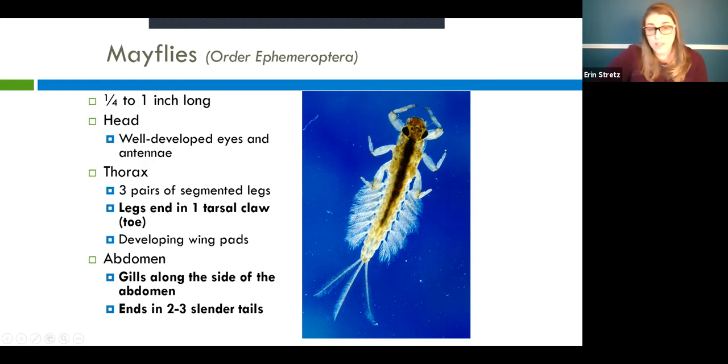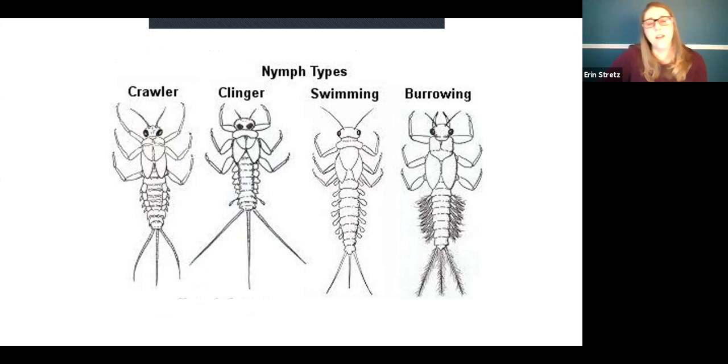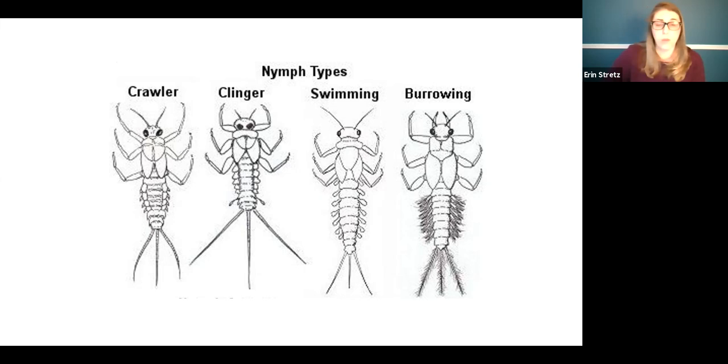And these gills can look very different according to the different mayfly species, and I'll show some images of that. At the end of the body, the mayfly has either three or two very slender tails. So the body structure can change depending on the habit of the specific species of mayfly that we find.